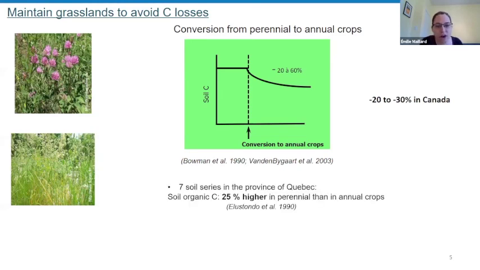A study from seven soil series in the province of Quebec reported soil organic carbon 25% higher in perennials than in annual crops. So we see that it will be important to maintain grasslands to avoid soil carbon losses and increases in atmospheric CO2.